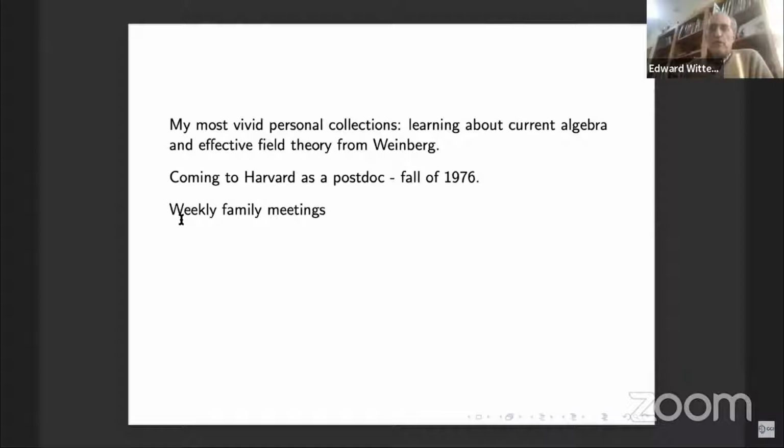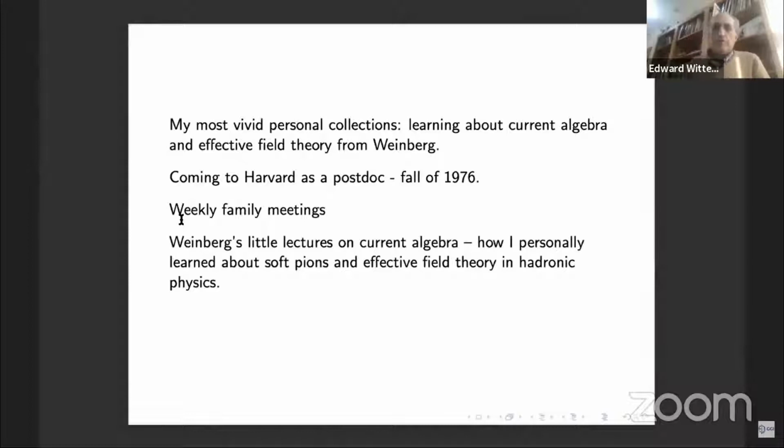Current algebra was clearly a subject which he was dissatisfied with how well people understood it, because he would regularly give a short lecture on his understanding of current algebra. I was one of the physicists who didn't understand current algebra when I came to Harvard. I'd been exposed to the traditional way that soft pion theorems were deduced by manipulating currents and various clever arguments, but it seemed like hocus pocus. So I was one of the targets for Weinberg's lectures in current algebra. The way I personally learned about soft pions and effective field theory and hadronic physics was from the informal talks he would give at his family meetings whenever current algebra came up.